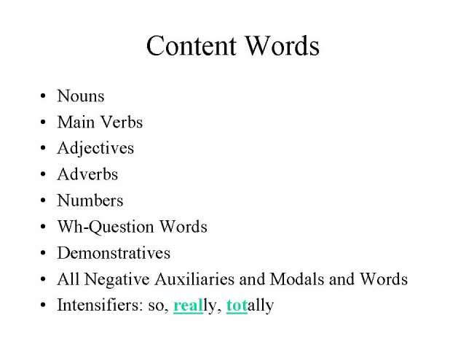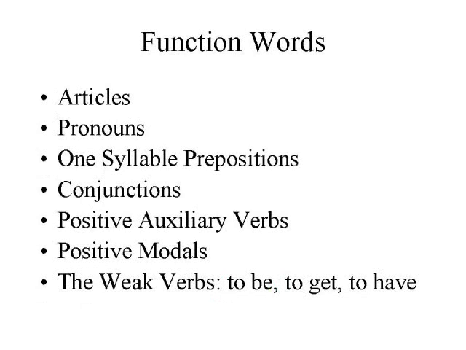And intensifiers, which is a category to include words that actually are a little bit stronger than the average content word. I was so happy, I was really convinced, it was totally beautiful. And then we have our function words: articles, pronouns, one-syllable prepositions, conjunctions, positive auxiliary verbs, positive modals, and the weak verbs, to be, to get, and to have. And as we mentioned earlier, if I say I have a house, I'm definitely going to sound really full of myself. I would normally say I have a house and really reduce the function words.